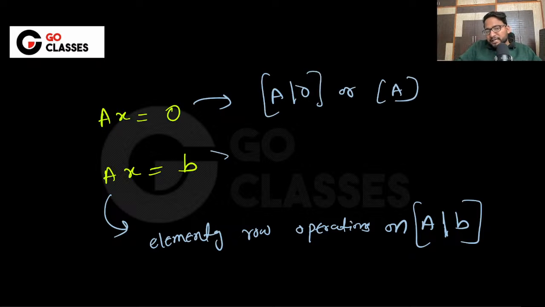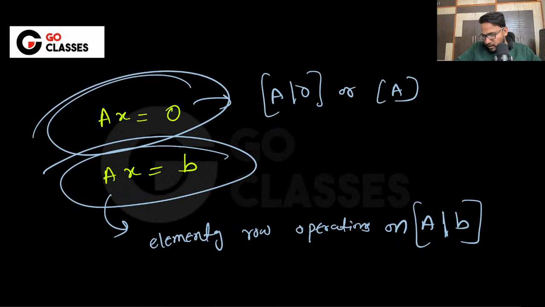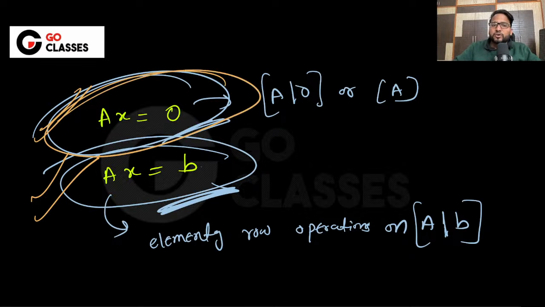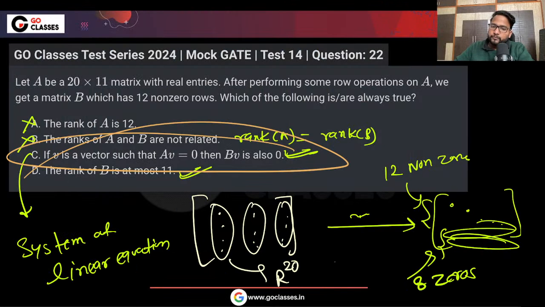So basically here also the solutions don't change. Solution doesn't change in any of this, neither in this nor in this. Either it is X equal to 0 or X equal to B, you solve using the elementary row operations only. So the solutions after the row operation don't really change. So yeah, that's true.